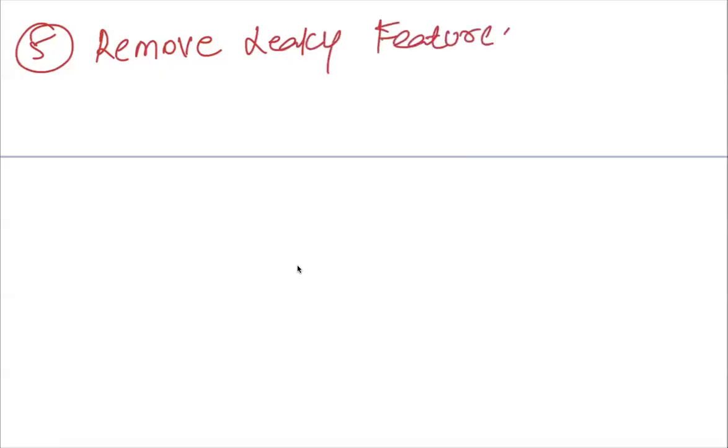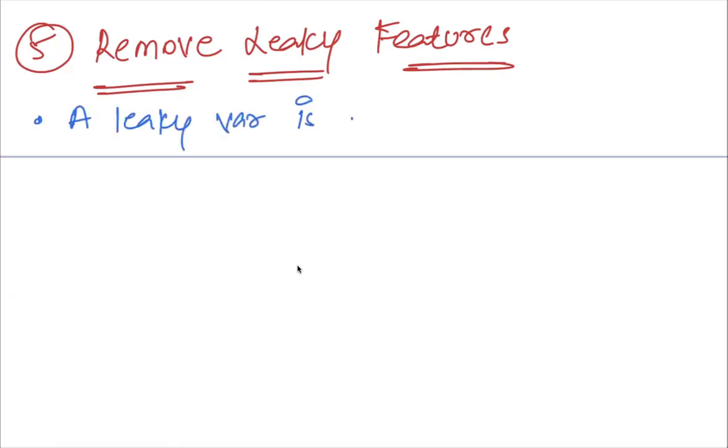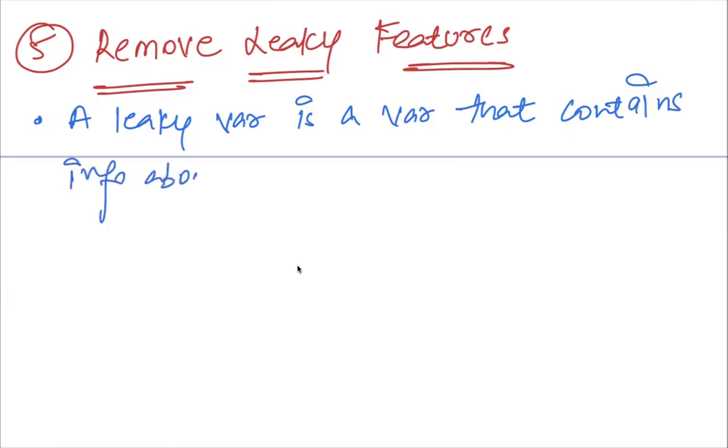One important thing is to remove leaky features. What do I mean by this? A leaky feature, or leaky variable, is a variable that contains information about the future.